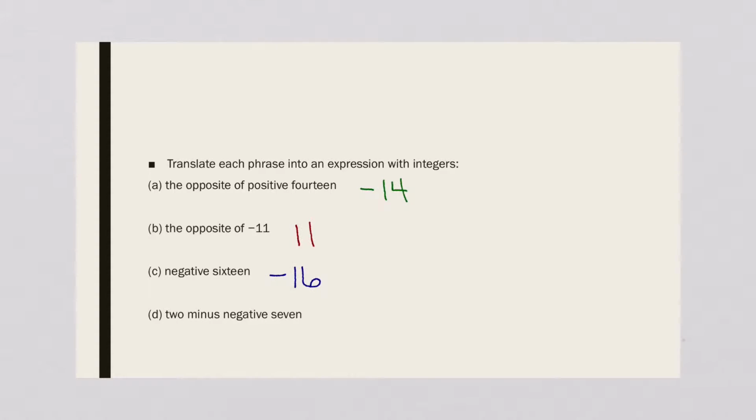And on part D, 2 minus negative 7. I really hate to see things written like this, 2 minus negative 7. It seems messy, so I really do prefer to put parentheses around that. That way you don't have two minus signs right next to each other like that. This way it just looks a little bit cleaner.